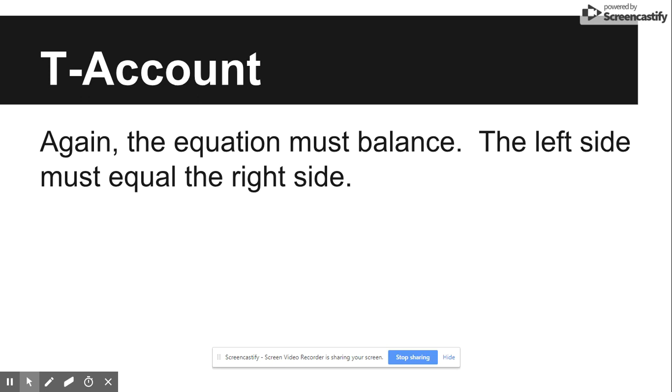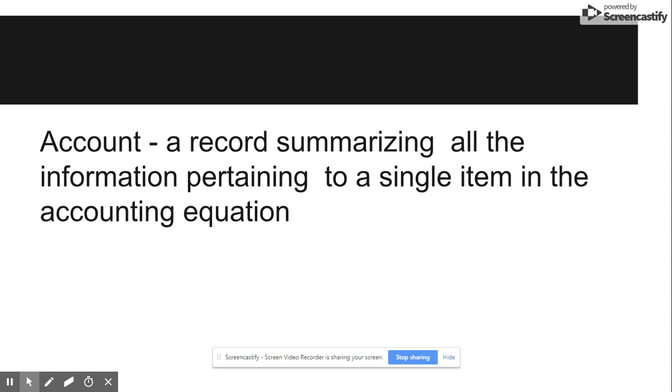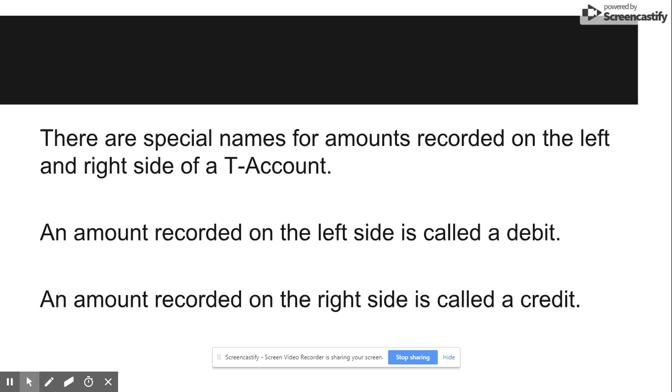Again, your accounting equation has to be balanced. A good thing to remember when you are using T accounts is that debits always have to equal credits. So debits must equal credits. An account is a record summarizing all the information pertaining to a single item in the accounting equation. We've gone over a few different accounts: our cash account, our supplies account, our Johnson Capital account, our accounts payable, Supply Depot, and so on.